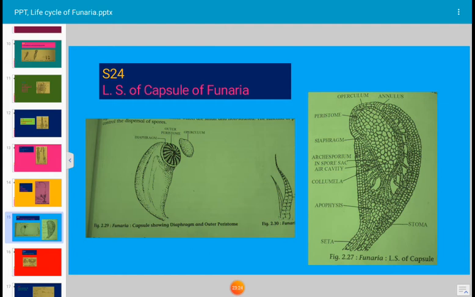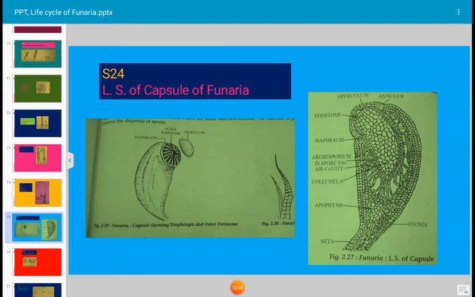All the rest of the cells are parenchymatous, containing chloroplast and are loosely arranged. Presence of stomata, intercellular spaces and chloroplast indicate the photosynthetic nature of the apophysis. Hence the sporophyte of Funaria is a partial parasite.